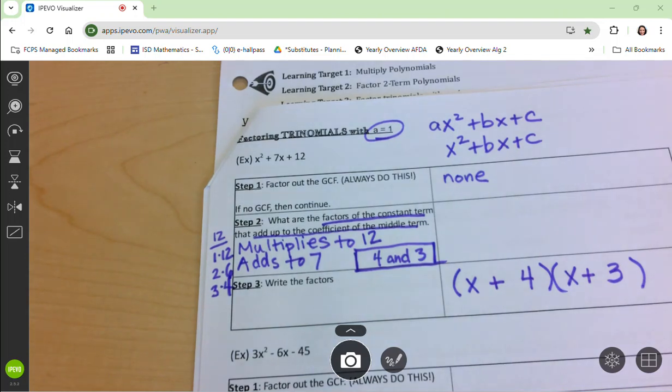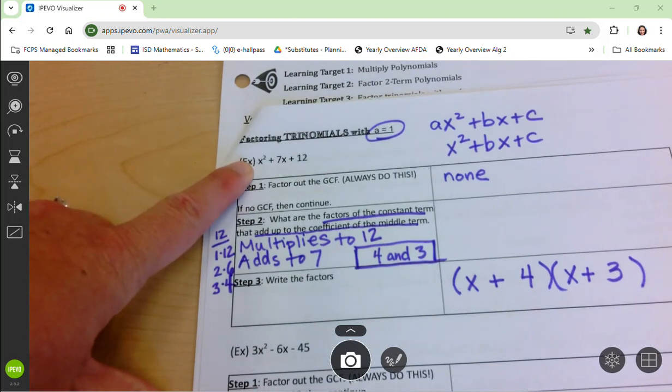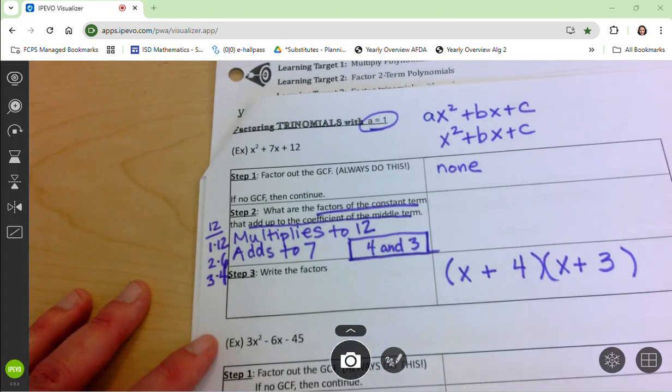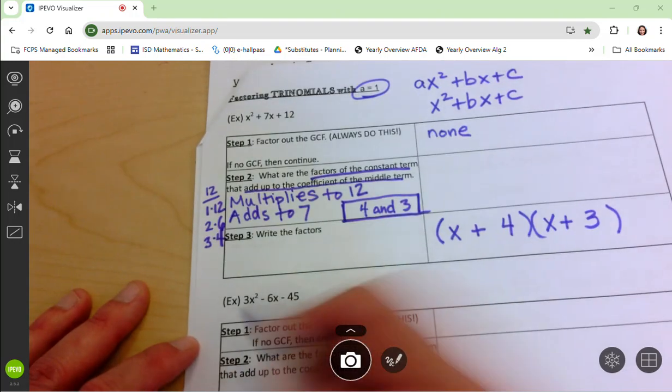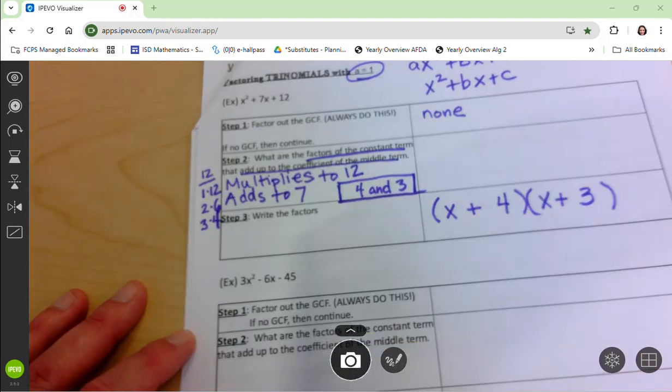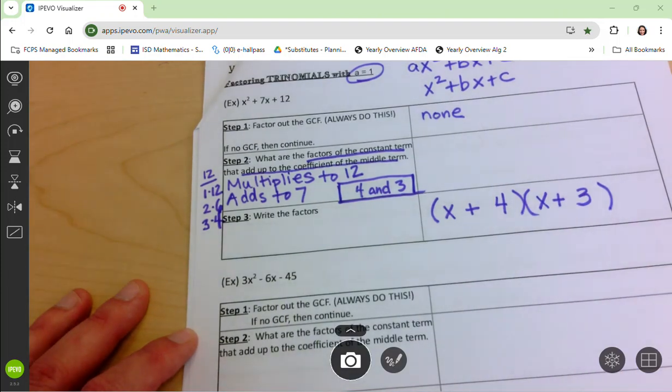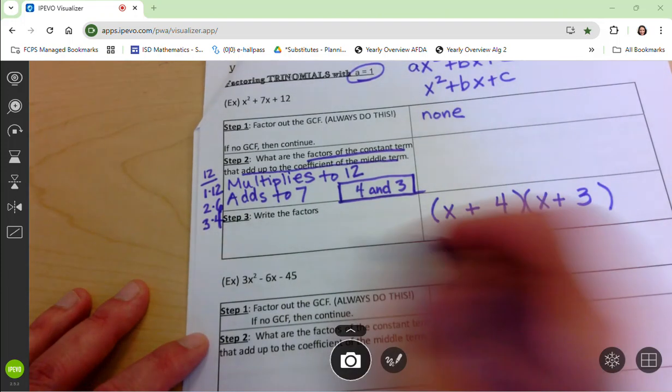Now you can check every single factoring answer by multiplying it out to see if it gets you back to this. So when you take a quiz on this, you could get 100 because you can check every answer by multiplying it back out. But we're not going to do that right now. All right, next one, factor out the GCF. 3x squared minus 6x minus 45. Is there a greatest common factor? It is 3, right?